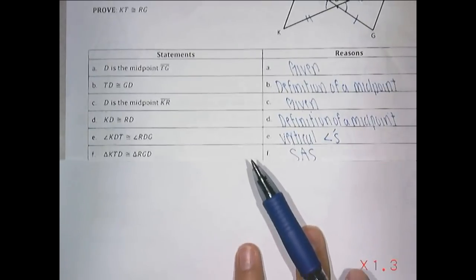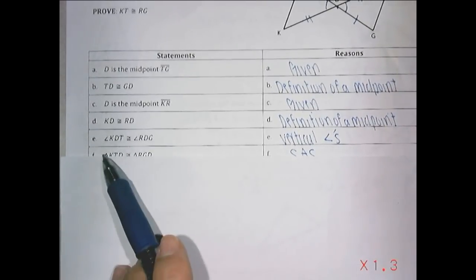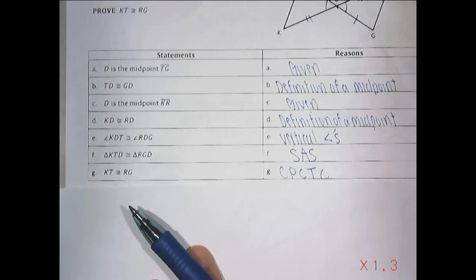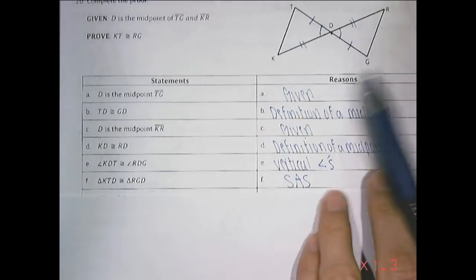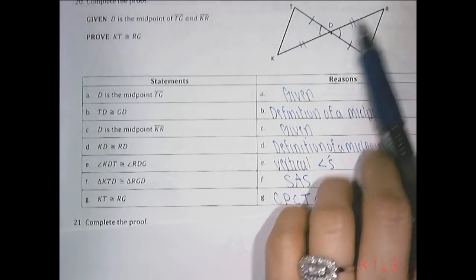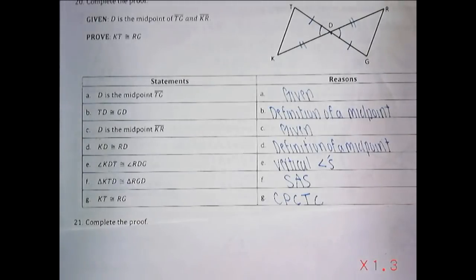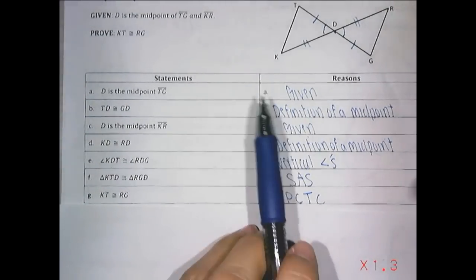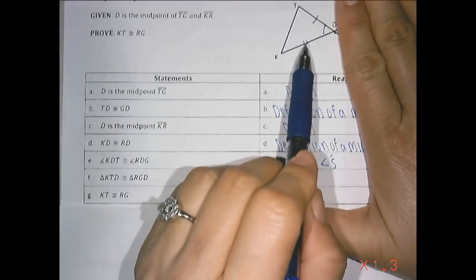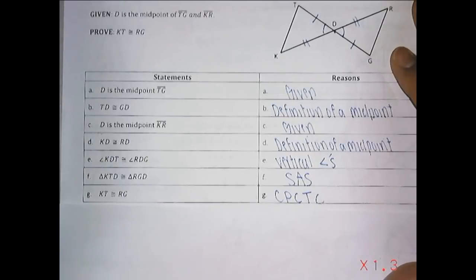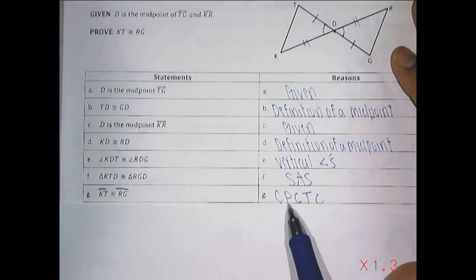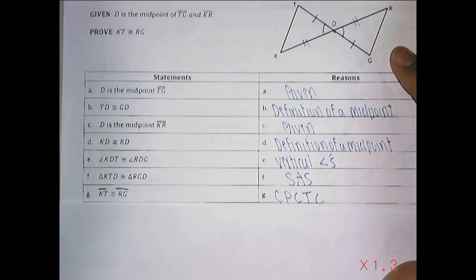Then it says angle KDT is congruent to angle RDG. Well, those would be vertical angles. And then why are they congruent? Well, that would be, if you cover it up, maybe you'll see it better, side, angle, side. And now that we've proved them congruent, why is KT congruent to RG? CPCTC. Corresponding parts of congruent triangles are congruent.